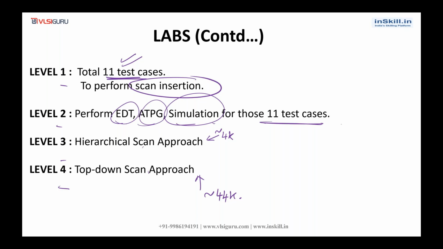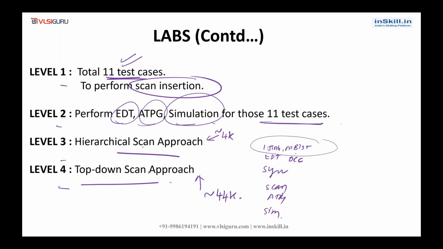So you can mention the level 3 and level 4 projects as project work in your resume. In level 3 projects, we will be doing the hierarchical scan, and in level 4 projects, we'll be doing the top-down approach. In level 4 projects, we cover everything: JTAG and MBIST insertion, EDT and OCC insertion, synthesis, scan, ATPG, and simulation. In the level 1 and level 2 projects, we did not do the JTAG, MBIST, and OCC insertion.